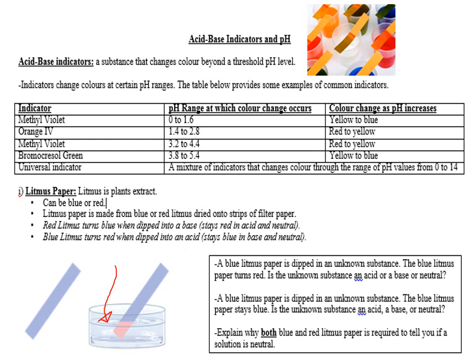Here we have some different indicators that are used. I want you to understand that the different indicators will change colors at a range of pHs. So for example, methyl violet at about 0 to 1.6 goes from yellow to blue. Universal indicator is just a mixture of different indicators that gives you different colors for the different values of pH. You might have used pH paper, which contains that indicator, but you can also have it in its liquid form. There's many indicators, and we're going to use phenolphthalein primarily, but I want you to get that different indicators change different colors at different pH ranges.